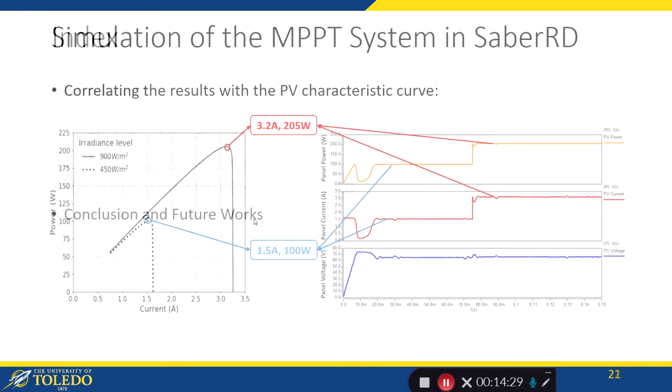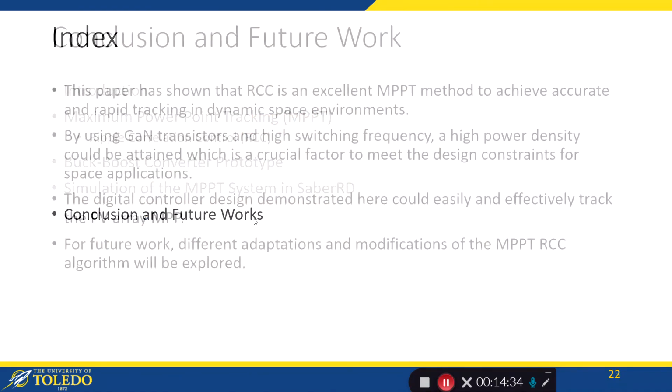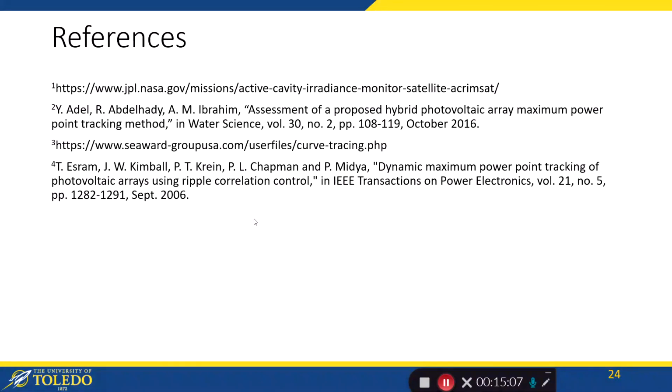Let's finish up with some concluding remarks and future work. This paper has shown that RCC is an excellent MPPT method, and it works in dynamic deep space environments. By using GaN transistors and higher switching frequencies, we could achieve high power density, and the digital controller used here could effectively track the PV array MPP. For future work, we will explore different modifications and adaptations of the algorithm. These were the references used.